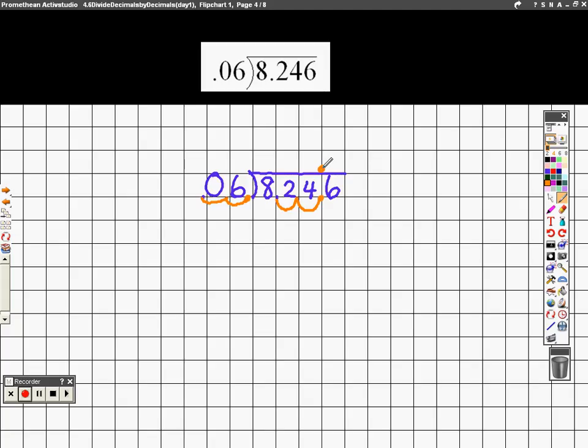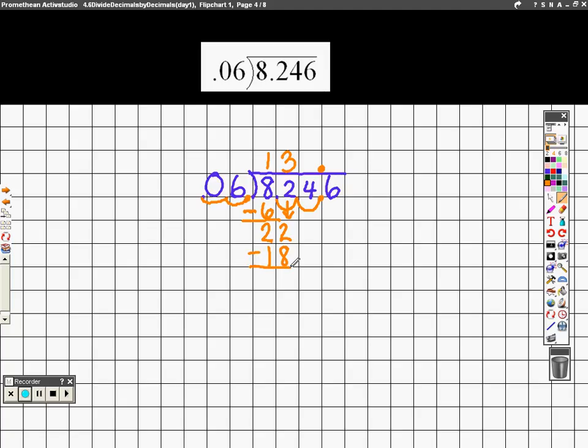Now I can start to divide, and 6 goes into 8 one time. 1 times 6 is 6. I subtract, and I end up with 2. I need to bring down my next number, and that's a 2. Then I decide how many times does 6 go into 22, and that would be 3 times. 3 times 6 is 18.